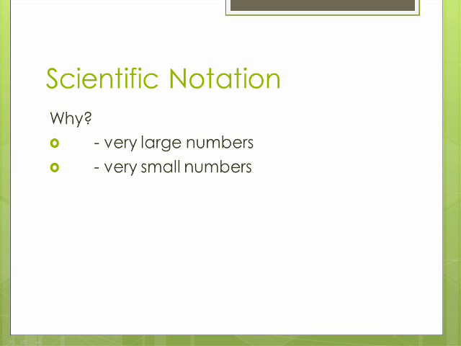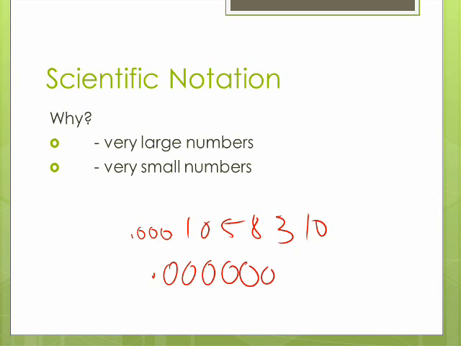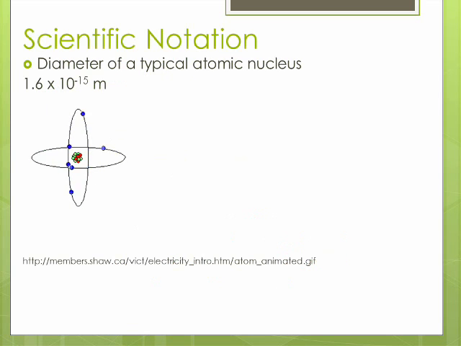Because when we're dealing with very large numbers, such as if we have 0.000010, and then we're dealing with 0.00000005, it's really hard to deal with that if it's not in scientific notation. In science, we're dealing with very large numbers and very, very small numbers. For example, the diameter of a typical atomic nucleus is 1.6 times 10 to the minus 15th meters.